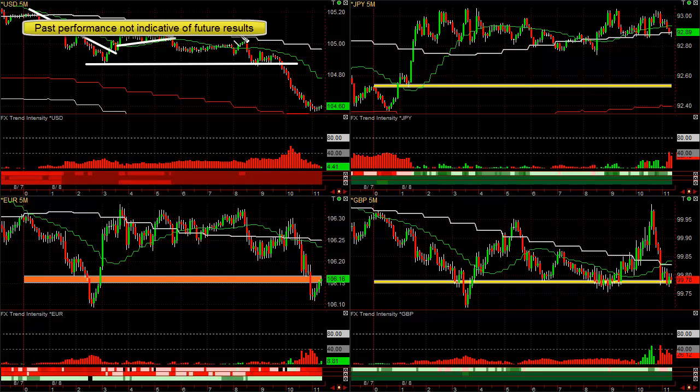The hourly moving average here is in gray. Below that, it's weak. Above it, it's strong. And basically, you want to be selling the weakest currencies versus the strong. You can see the pound also is trending down. However, its daily, weekly, monthly trend is pretty much up.